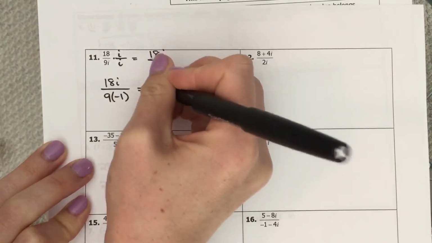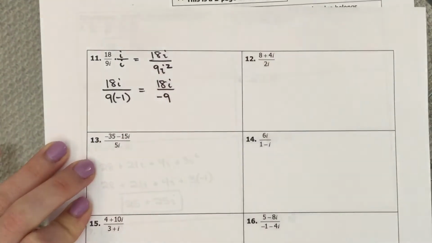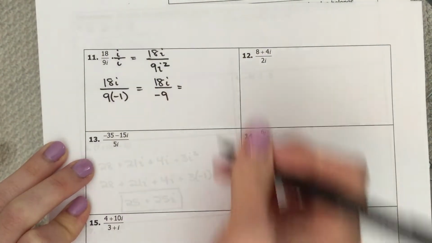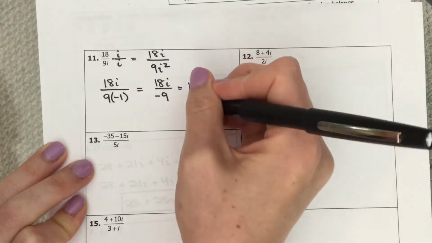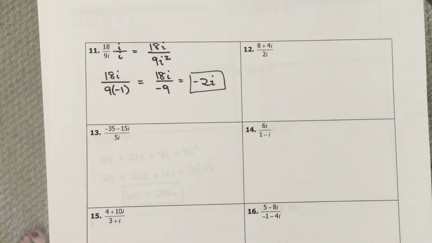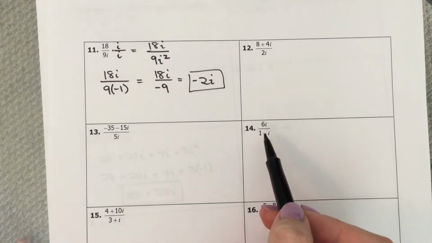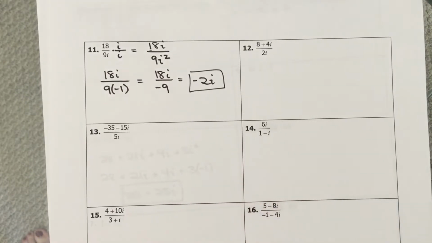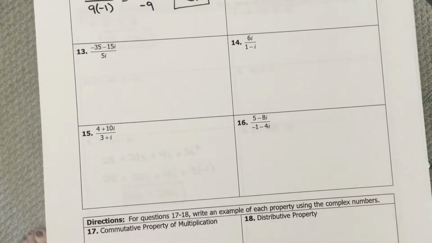So I have 18i, and my denominator ends up being a negative 9, which, since those numbers share a common factor, we could divide by that negative 9. So 18 divided by negative 9 is negative 2, and then you still have that i attached to it. Okay, so on ones like these you would be using the conjugate. So with this one, for instance, you would multiply top and bottom by 1 plus i, and then simplify everything up. All right, last section down here.